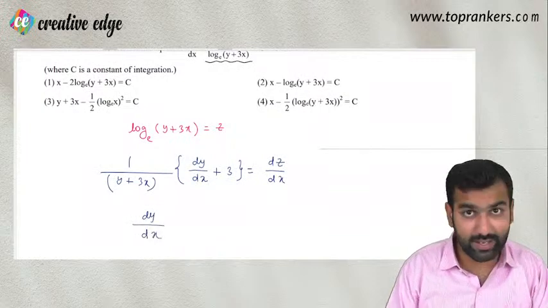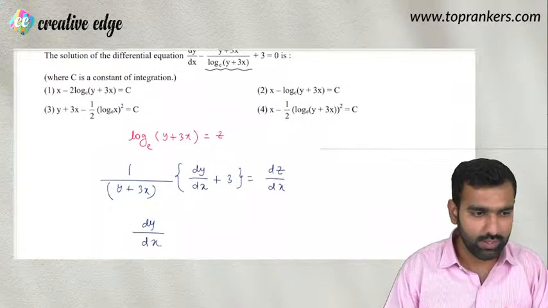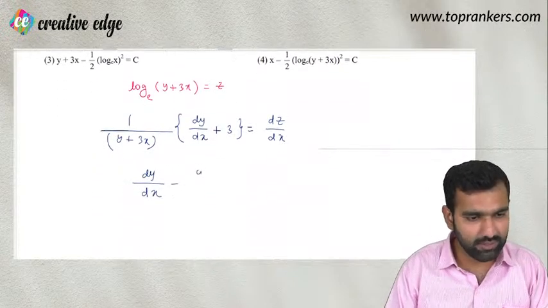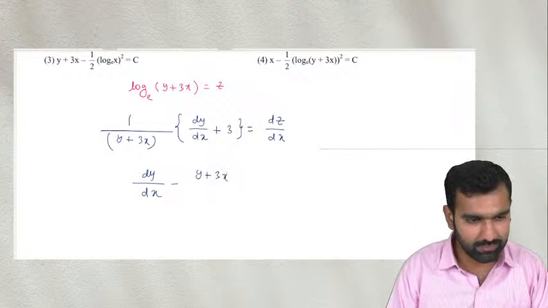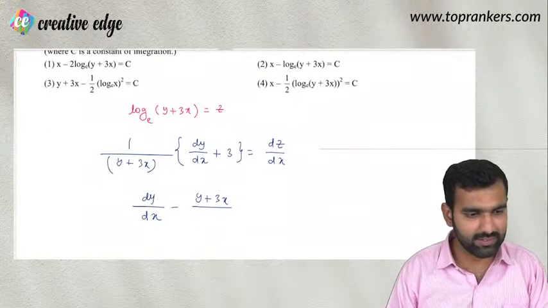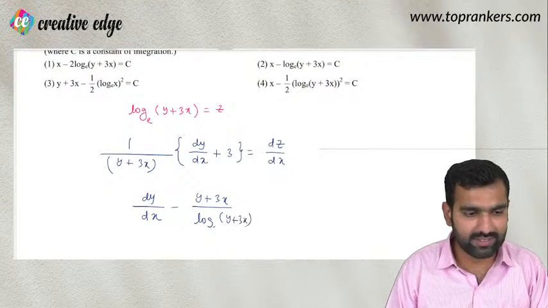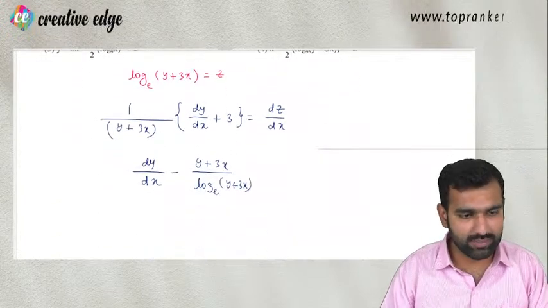I will try and highlight something for you all. Let me just put both of these equations in front of you all. Then we have y plus 3x. Pay attention, everyone. And then we have in the denominator this thing, log of y plus 3x at base e, right? And then we have plus 3 is equal to 0.